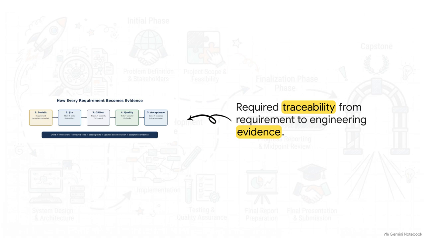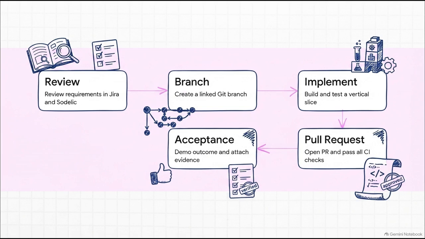Every single requirement flows from Sodalic into Jira for your task management, over to GitHub for branching and pull requests, through a quality check with automated tests, and finally to acceptance via a demo and instructor review. Your weekly rhythm is going to become a well-oiled machine if you just follow these exact professional engineering steps.